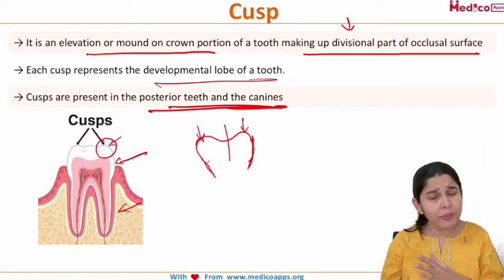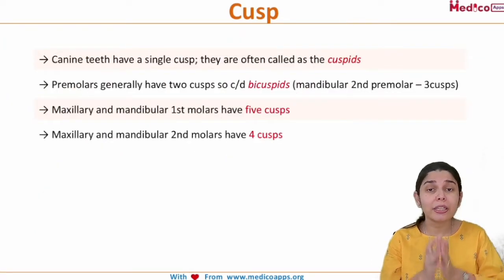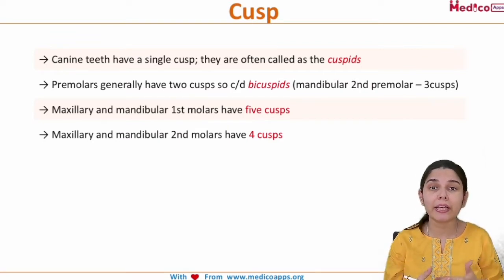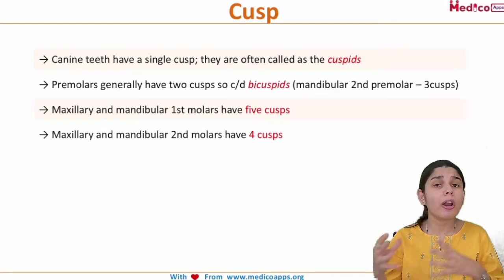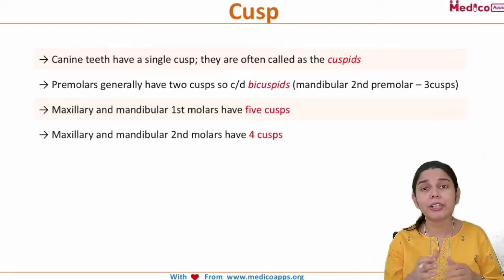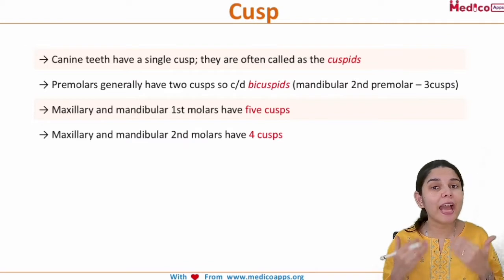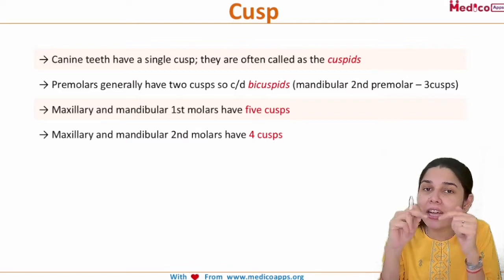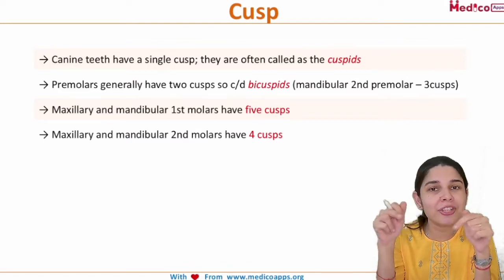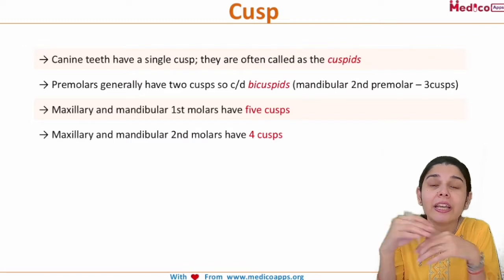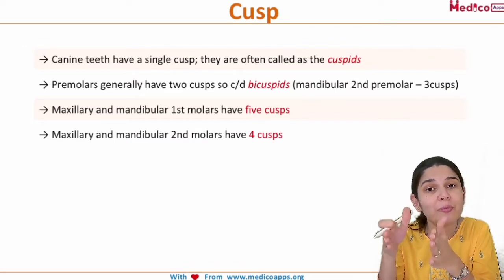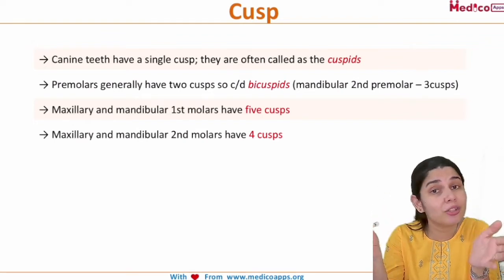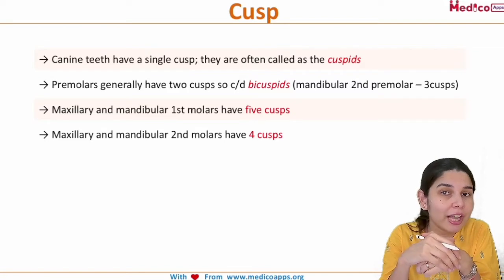Now, moving ahead with this, if I am saying that the cusps are only present in the posterior teeth and the canines, how many cusps are present in these posterior teeth and the canine? Yes, as you can feel and as you can see in your oral cavity, just go to the mirror and see that there are some protuberances or elevations which are found in your posterior teeth and the canines. That means including the canines, premolars and the molars. Now, that structure which you are seeing, the elevation, is your cusp. Okay, I hope you have understood that basic difference.